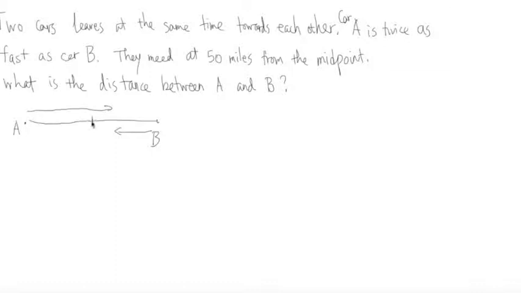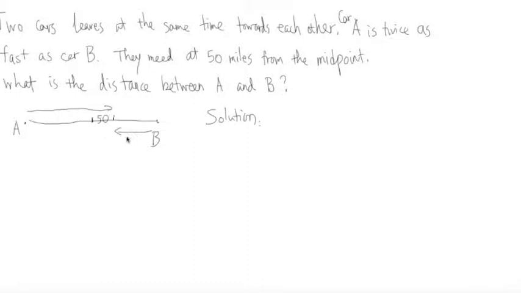If the midpoint is this point, and the place they meet, there's a distance here, 50. And again, we're not given the speed of A and B. The question is, what's the distance between A and B? We're going to use ratios, because we don't know speed, so we cannot use distance equals speed multiplied by time. So how do we use ratios?